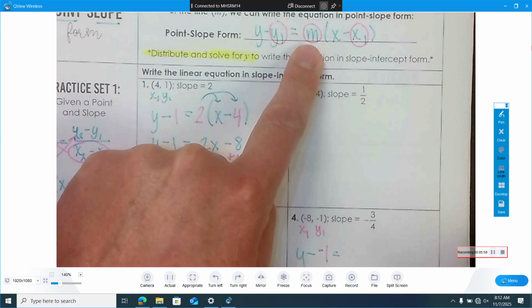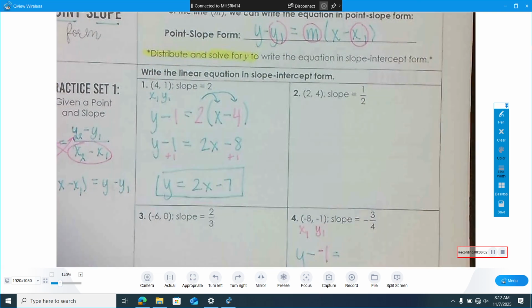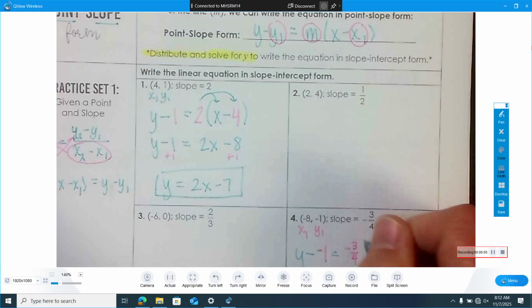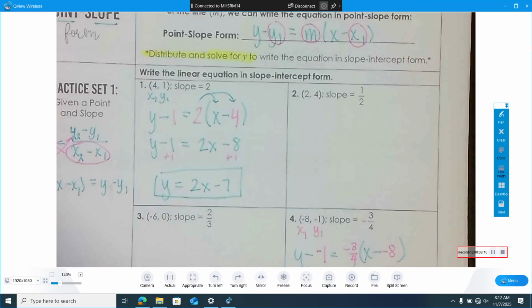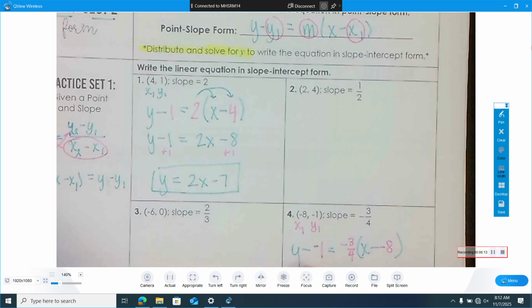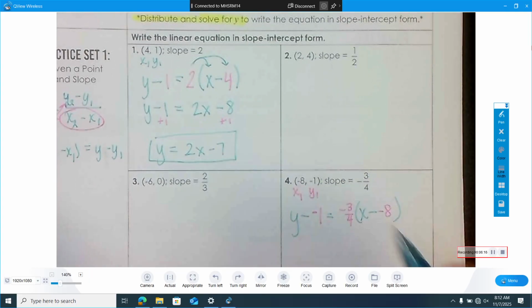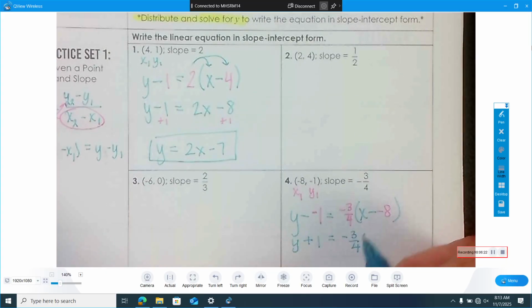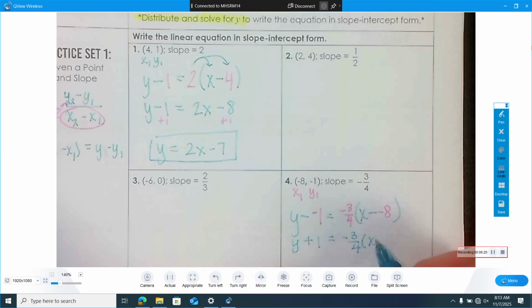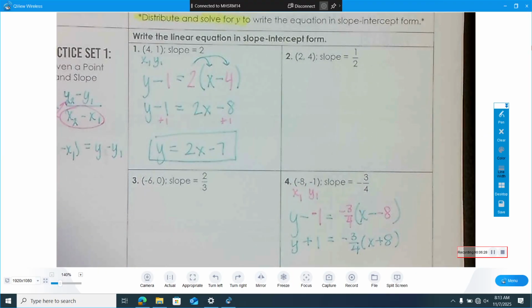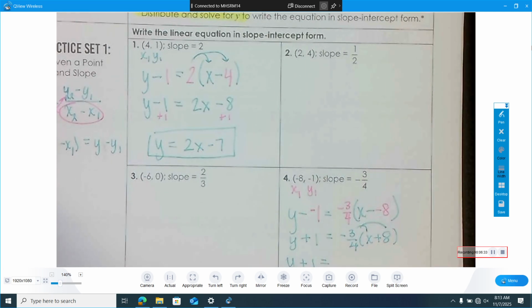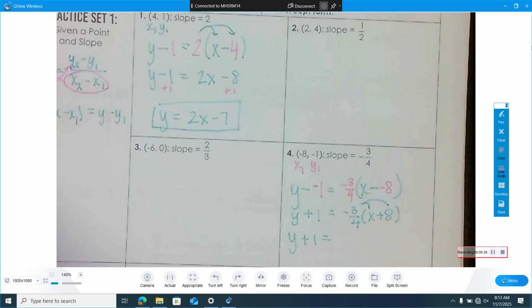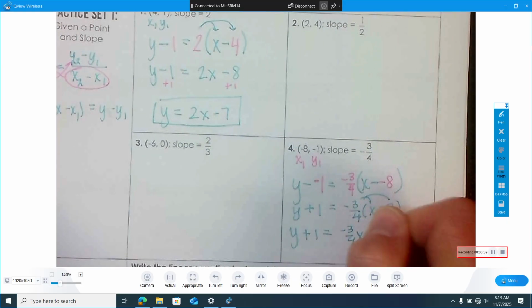And then we have our slope. What's our slope? Yep, -3/4. And then times the quantity, x minus -8. X minus the -8. Again, you can clean up these signs because minus and negative really becomes plus, all right? And then we have the -3/4, and again, x minus the -8 becomes x plus 8. All right, let's go ahead and distribute there. So I get y plus 1 equals -3/4 times x. -3/4 x.